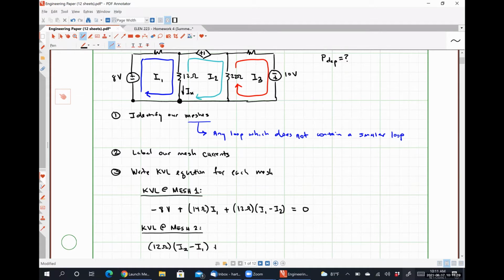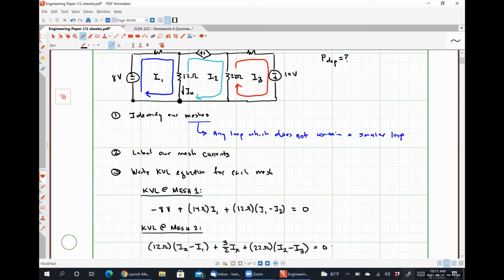Then we see the positive polarity terminal of our dependent source. So that's going to be 3/2 Ix. See our 22 ohm resistor. And we're going to have I2 minus I3 and set this equal to 0. So any questions about how I developed that KVL equation for mesh 2?